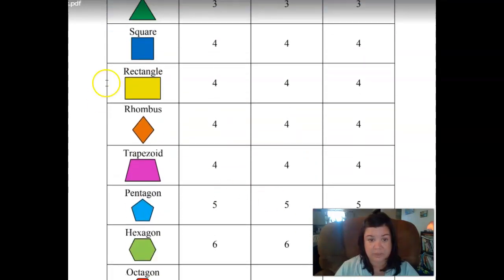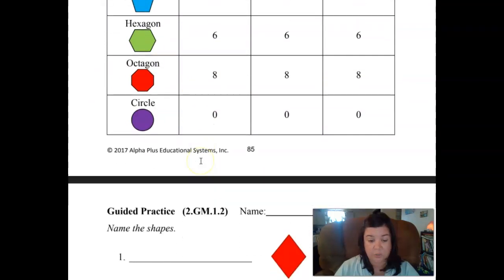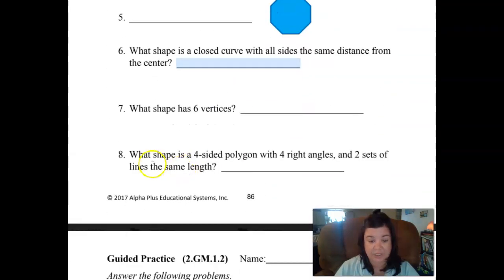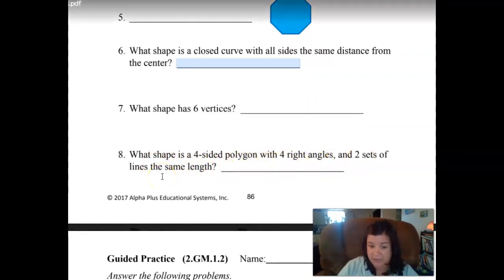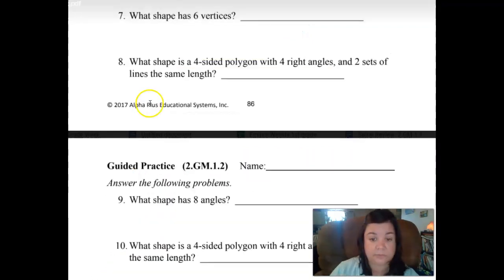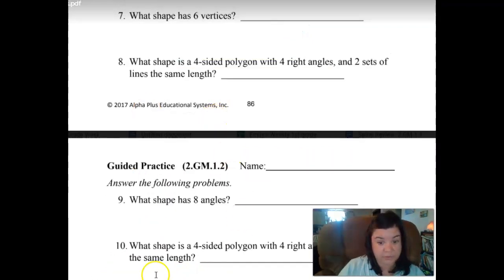See, there's lots of 4s here. Square, rectangle, rhombus, and trapezoid. Which one meets this definition? What shape is a 4-sided polygon with 4 right angles and 2 sets of lines the same length? What could that be? Pause the video to write your answer down.